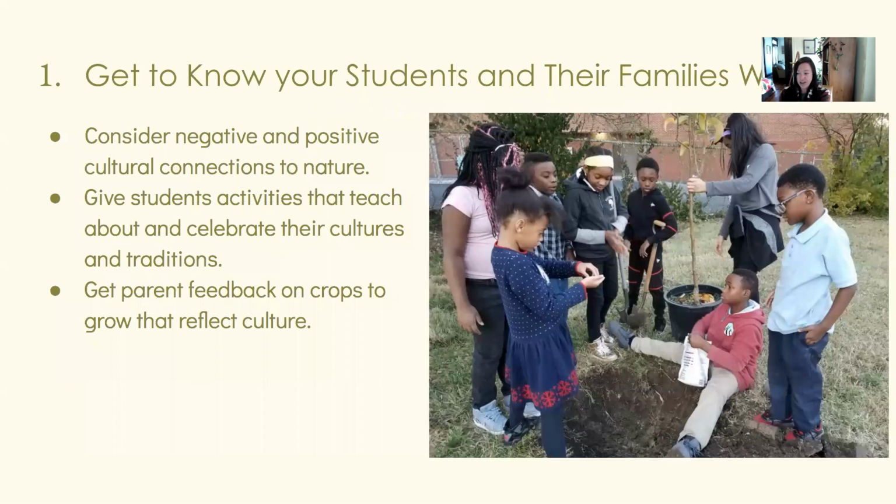So the first thing I want to talk about that you can do in your garden or outdoor space is getting to know your students and their families well. That should be your first goal. So first, you want to really think about that not all of your students are maybe going to have positive connections to nature. And that could be for many reasons. Historically, we know that obviously slavery is not a positive connection when you're thinking of farming. But there's also a lot of positive connections to nature too.